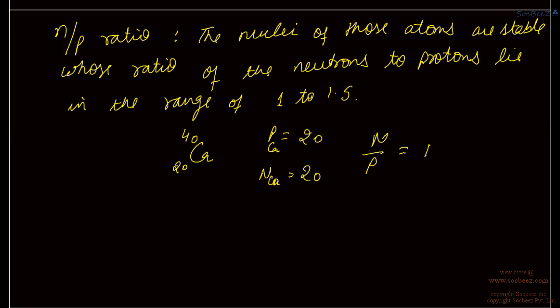Now there are other theories as well to decide the stability of a nucleus. The other theories are even-odd, and odd-even nuclei. In this case, elements with even atomic numbers usually have a greater number of stable isotopes than elements with odd atomic numbers. So this is the even-odd theory.